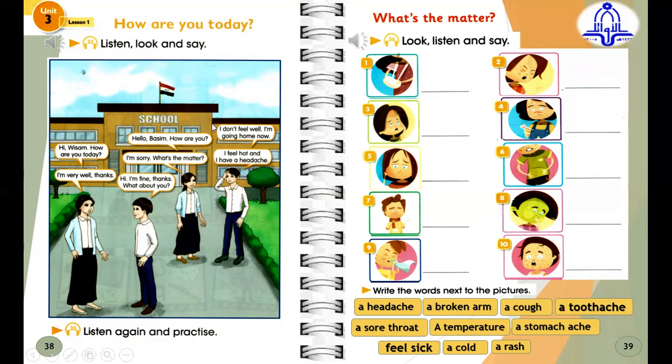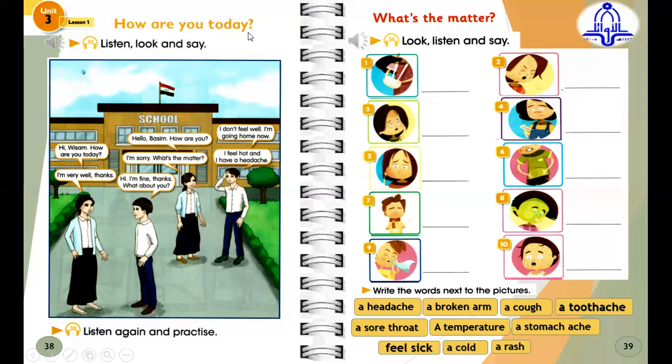إذن في هذا الدرس سوف نتعلم مفردات عن بعض الأمراض وكيف نسأل عن صحة الشخص باستخدام how are you today, كيف حالك اليوم. So how, as you know, it's a WH question. If it comes alone, it means كيف. And we say are you because the subject pronoun is you, so we should say are. Today تعني اليوم and put question mark at the end. So how are you today?